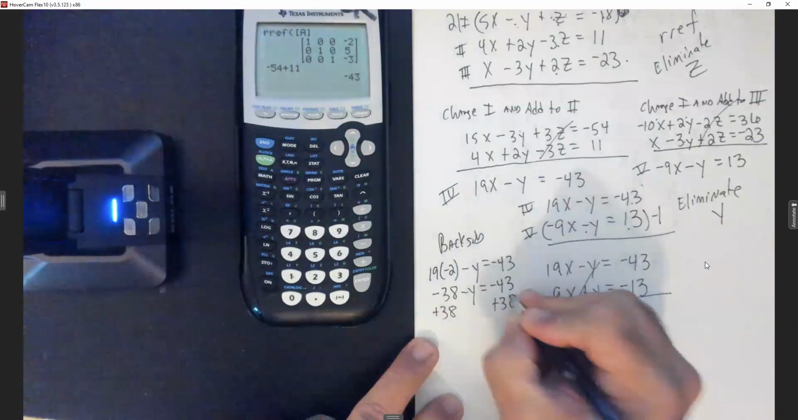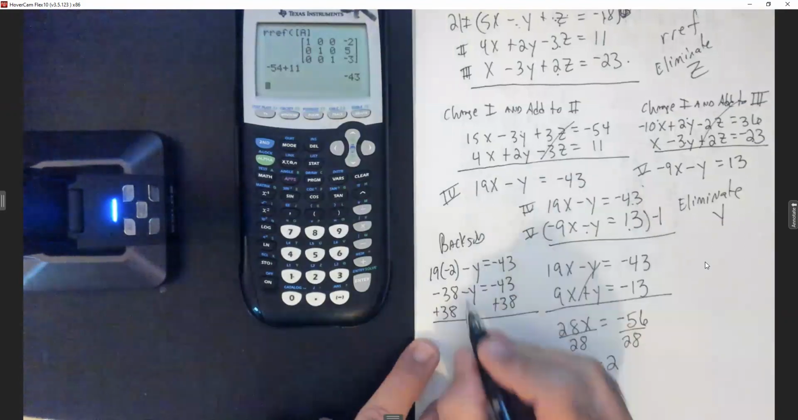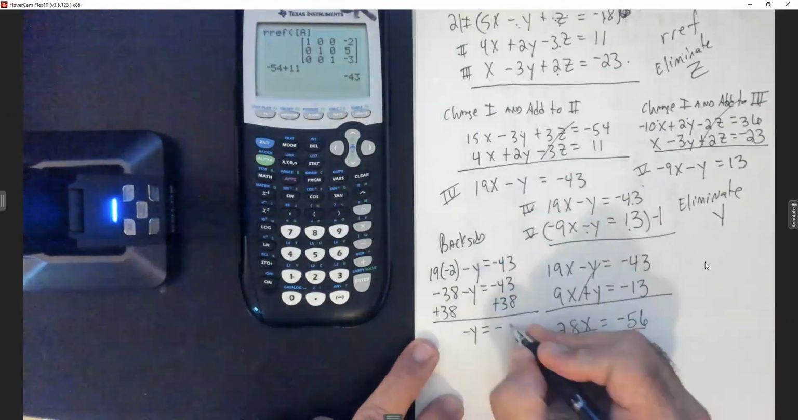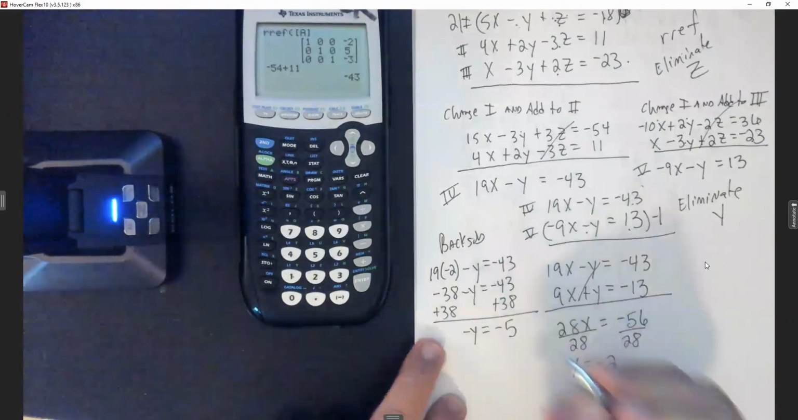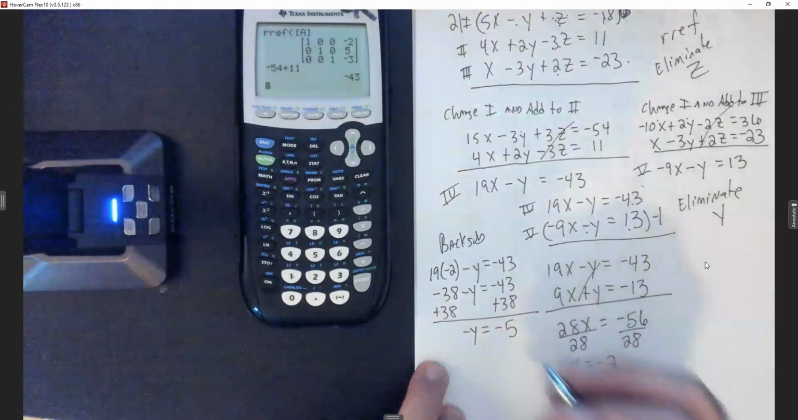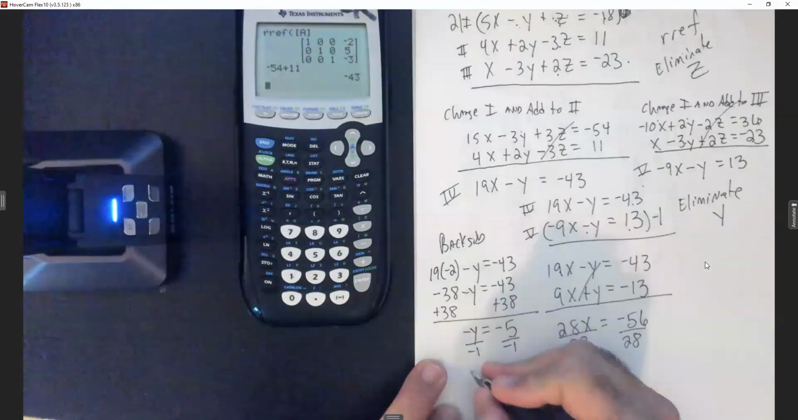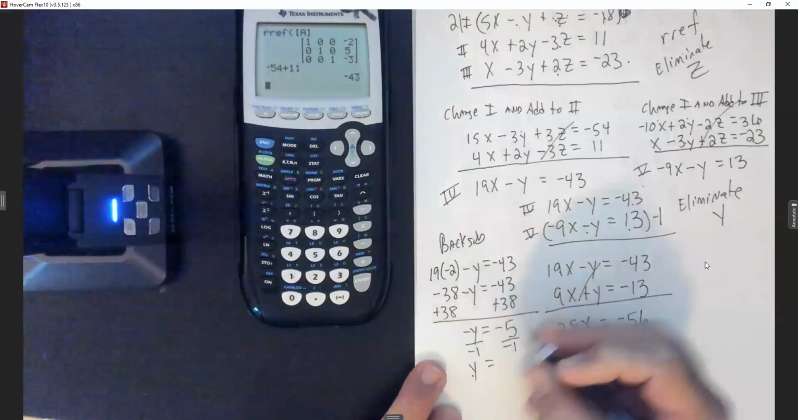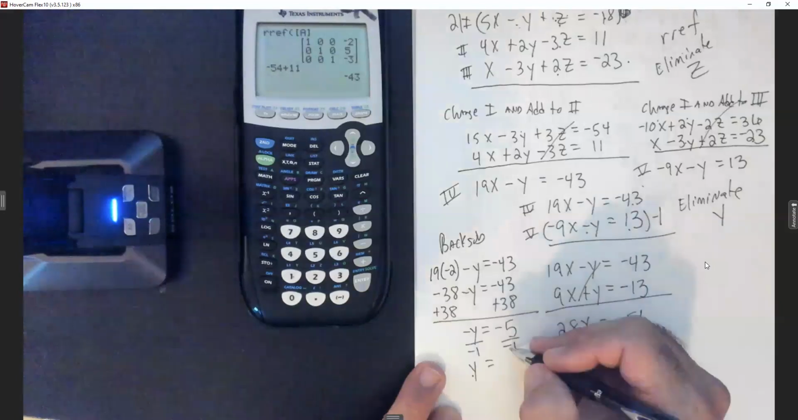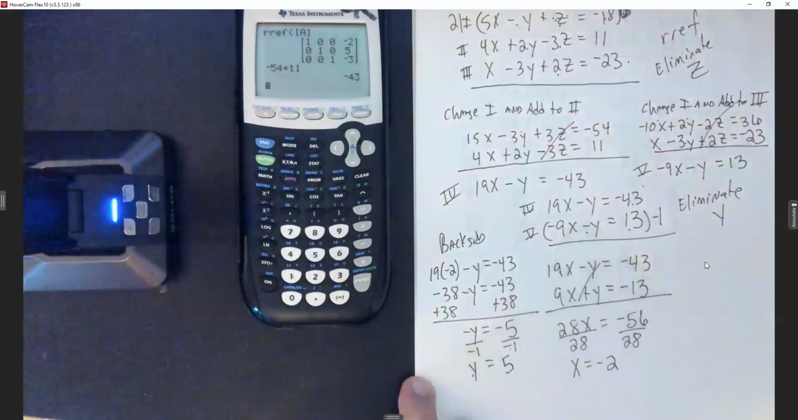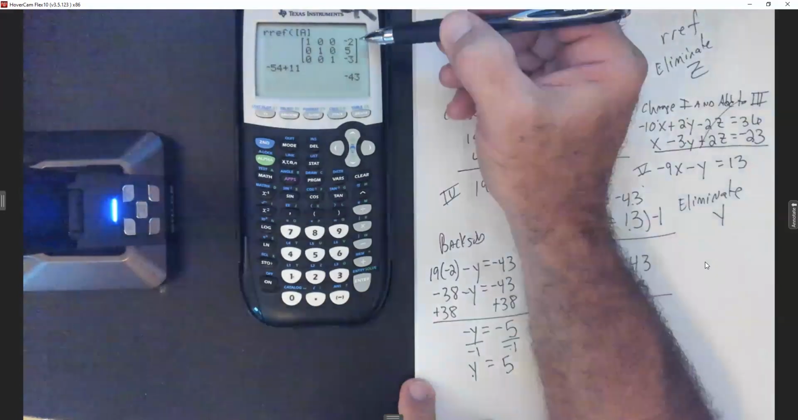So look at that. Negative y is going to equal a negative 5. But remember, I can't have a negative y, so I got to divide by the negative 1. Like signs make that a positive y. Like signs make that a positive 5. So I got negative 2, positive 5. Calculator's got negative 2, positive 5.